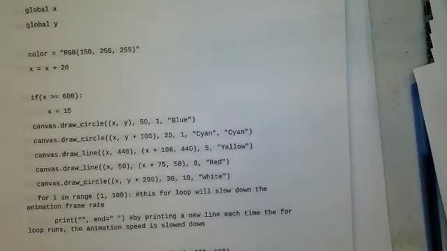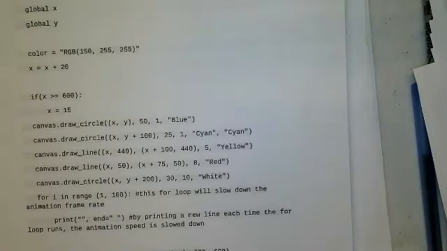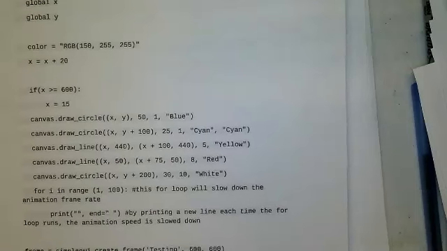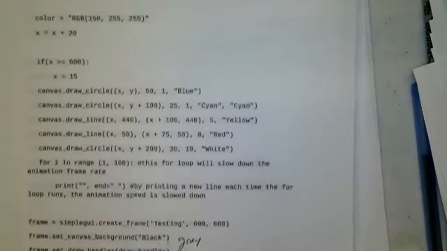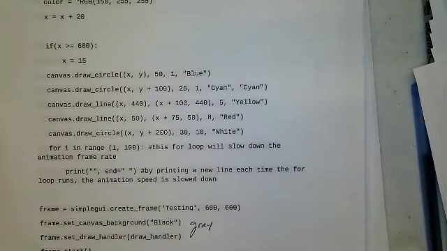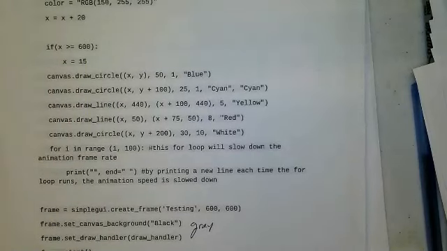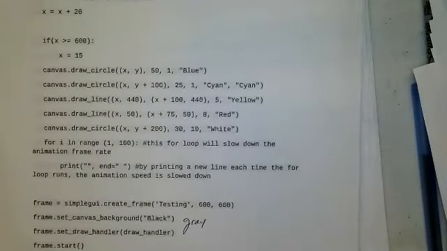Okay, then this line here, for i in range 1 to 100. The reason for that is we'll slow down the animation frame rate. You can change that 1 to 100 to whatever you want to. Make it faster, make it slower. And then we're going to print with our quotes, comma, end equals space. Make sure that's a space there. And that's going to print a new line each time for the loops to run and for the animation to be slowed down. And of course, the rest of it is the simplistic thought of what we're used to seeing at the bottom of these, with the frame start and the draw handler.